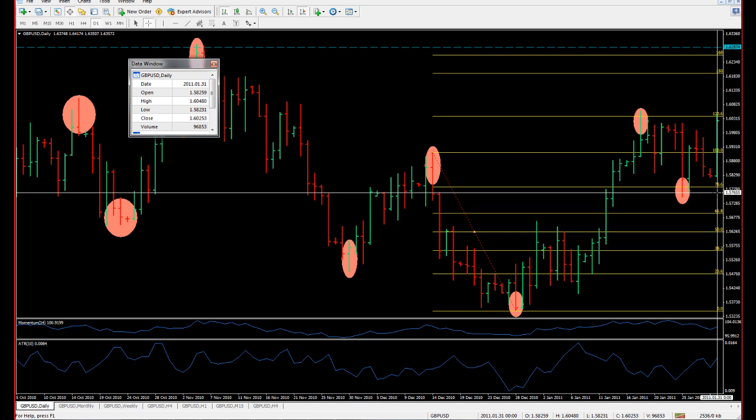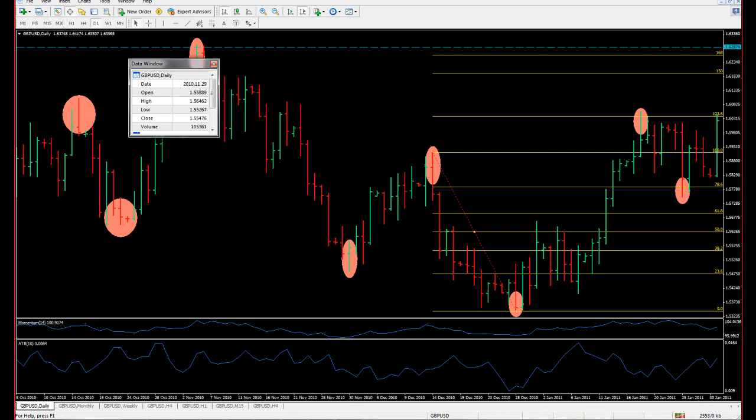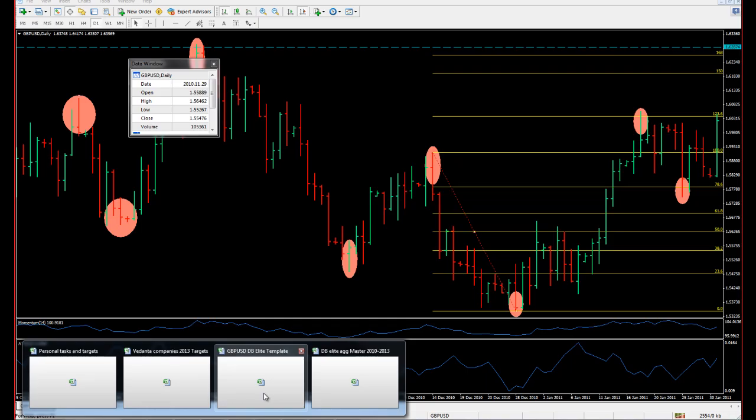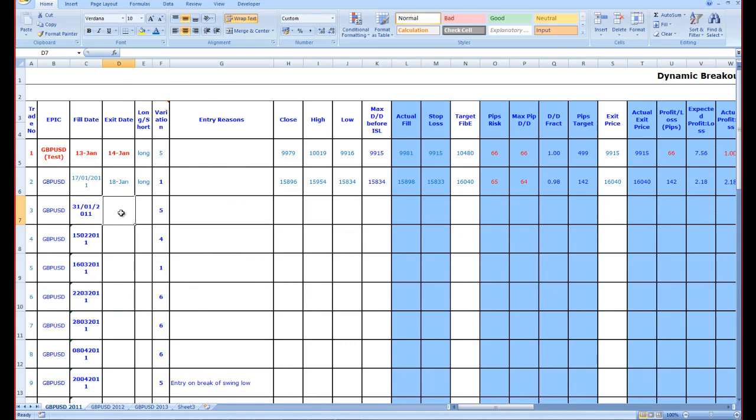That's right. So that's the confirmation day, the 31st, that's the big bar. So the next bar, well, I don't know what the next bar is till you move it. Absolutely. So before we move that, let's fill in all the data, yeah? Let's go back to the spreadsheet now. Let's see, GBPUSD, DB Elite.